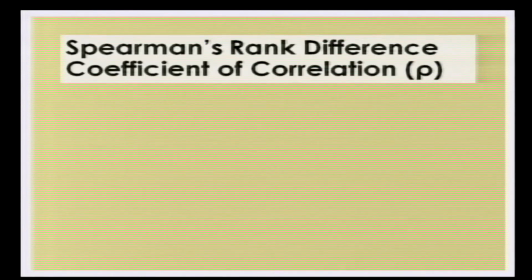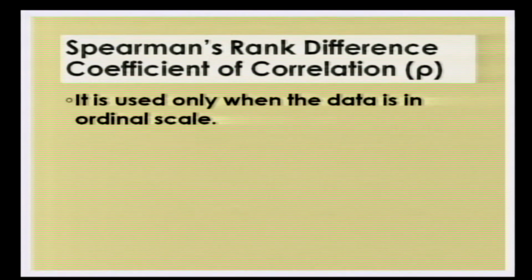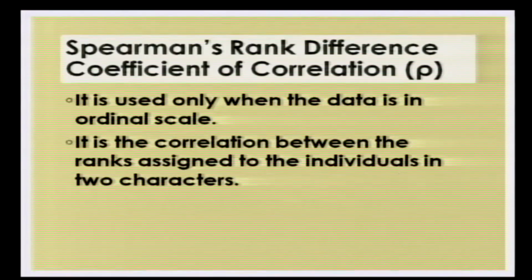The first type of correlation is Spearman's rank difference correlation, which is denoted by rho. What is this? Actually, it is used generally when the data is in ordinal scale. Ordinal scale means when you have the data of the students in an order, either in ascending order or in descending order. It is the correlation between the ranks assigned to the individuals between two characteristics. Let me give you one example.